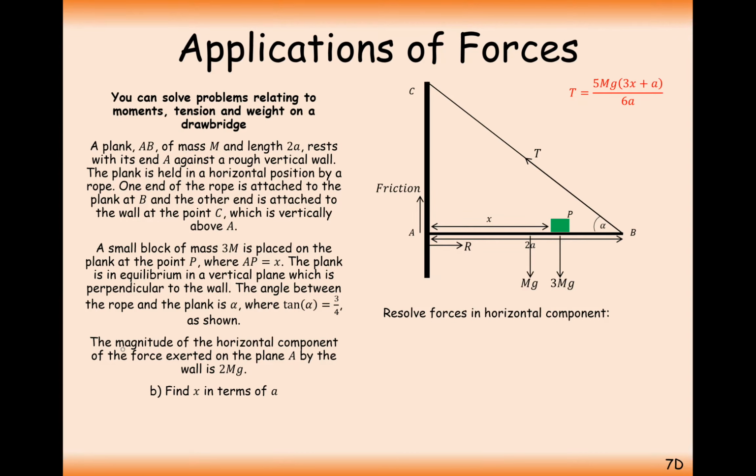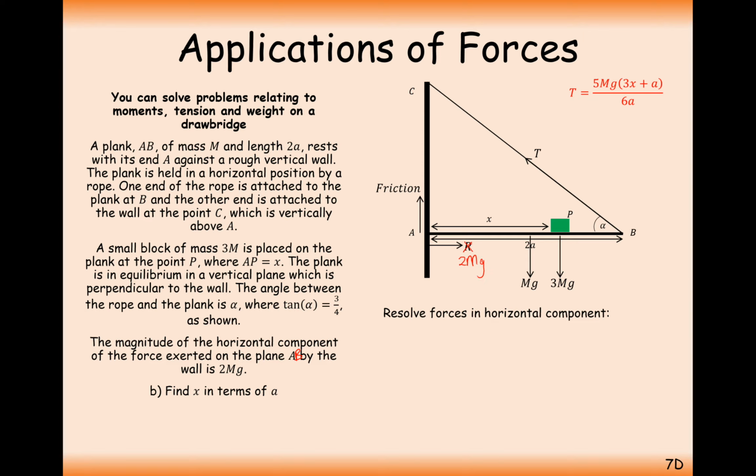So moving on to part B then: the magnitude of the horizontal component of the force exerted on the plank AB by the wall is 2mg. Now what does that mean? Let's reread it. The magnitude of the horizontal component. So if it says horizontal component, I'm thinking that this is what they're referring to here, this R force here. The force exerted on the plank AB by the wall is 2mg. Yeah, that makes sense. It's the force exerted onto the beam by the wall is 2mg. Lovely. So we'll rewrite R as the value 2mg.